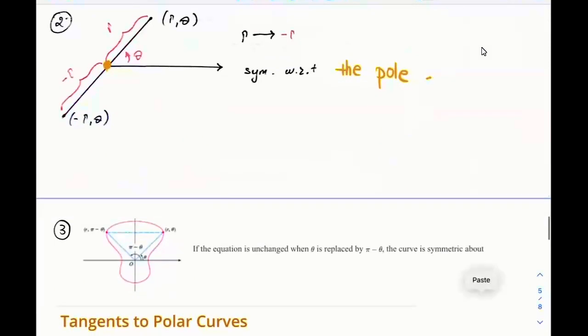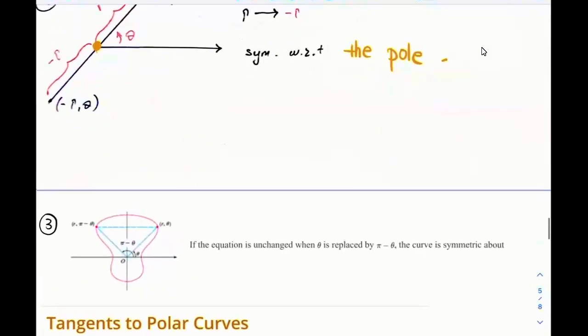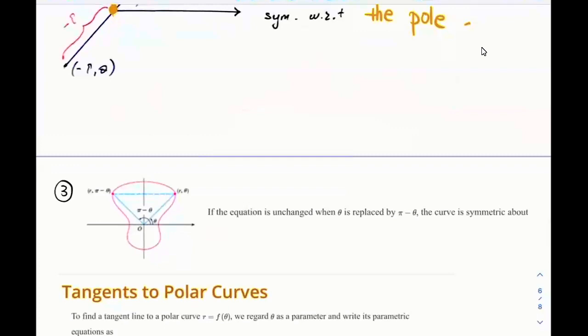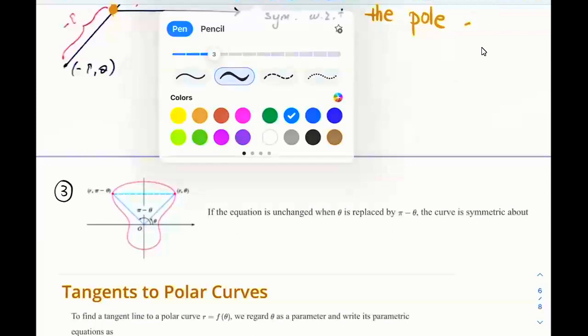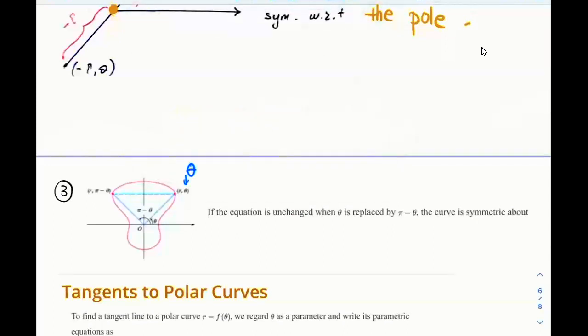Number 3. If the equation is unchanged when theta is replaced by pi minus theta. So let me make it larger. Here it is theta. This is pi minus theta. If you replace theta here by pi minus theta, both of them satisfy the equation. You get the same equation. Then think about these two points. What kind of symmetry do you have?